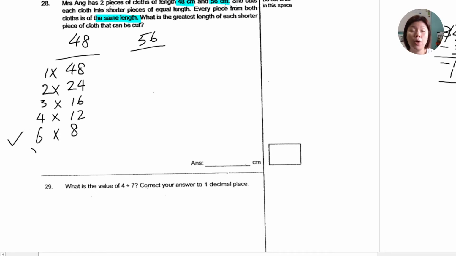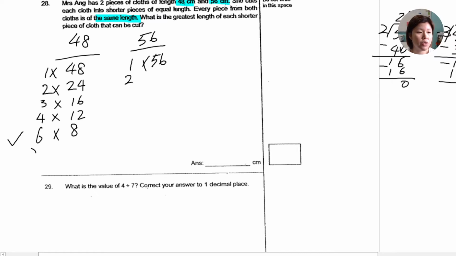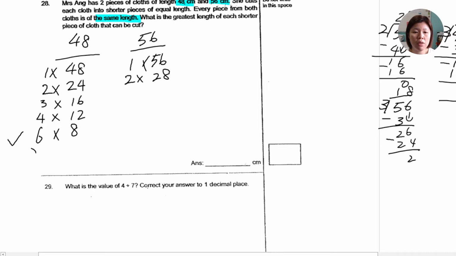So we completed 48 first. Now let's go to 56, same. 1 times 56. So how about 2? We can do working. Carry down the 6. 8, 16, 0. So it is 2 times 28. How about 3? So let's try 3. Oh, we have a remainder 2, so it's out.